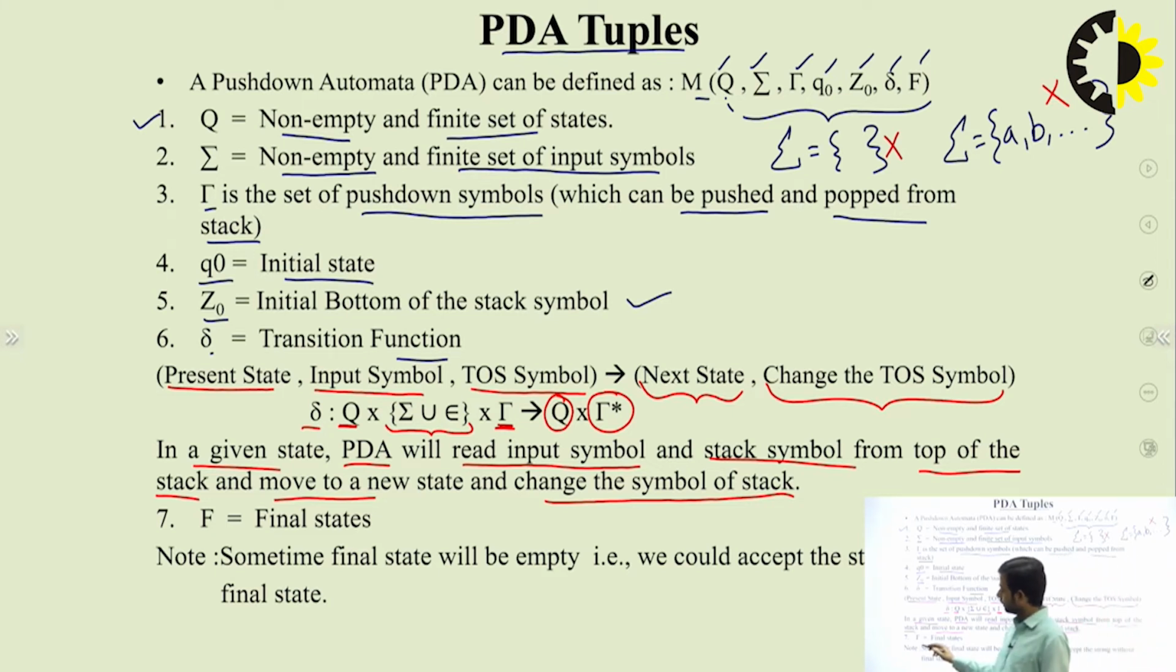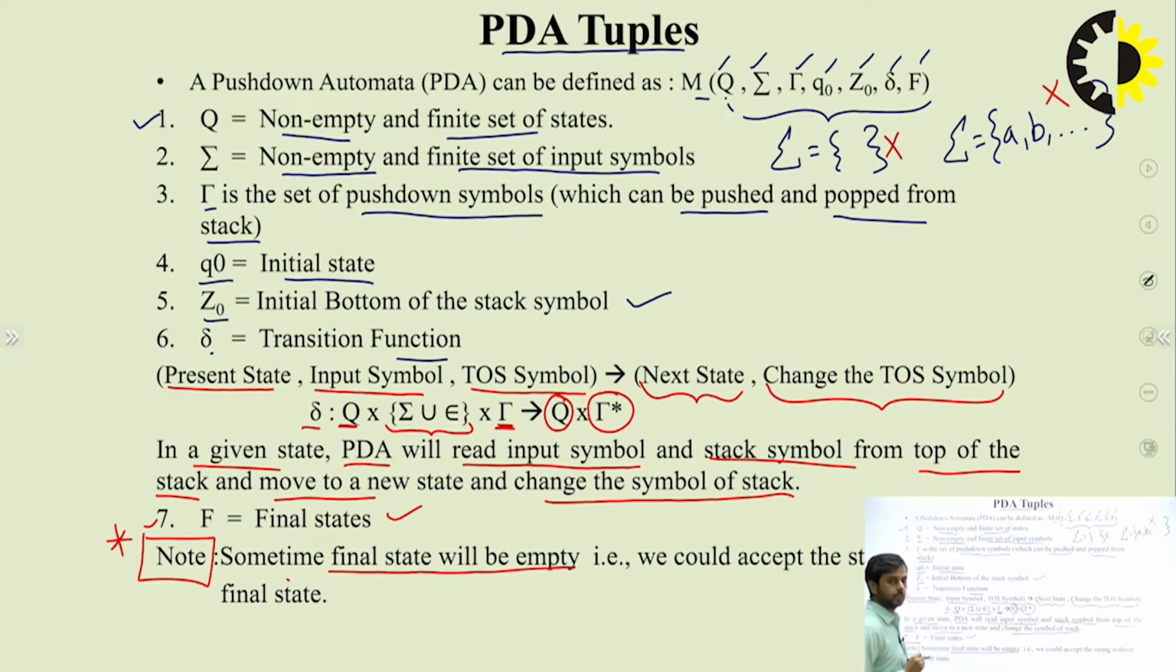Next tuple is F. F denotes the final state. There is one more thing that is very important. Sometimes the final state will be empty. It means it is not necessary that a PDA must have a final state, so we could accept the string without the final state. This is very important from the PDA point of view.